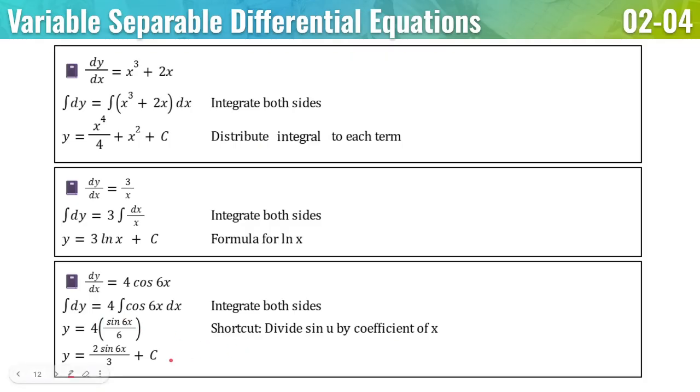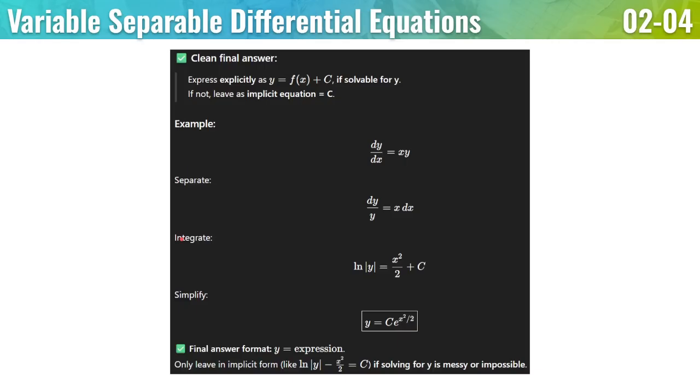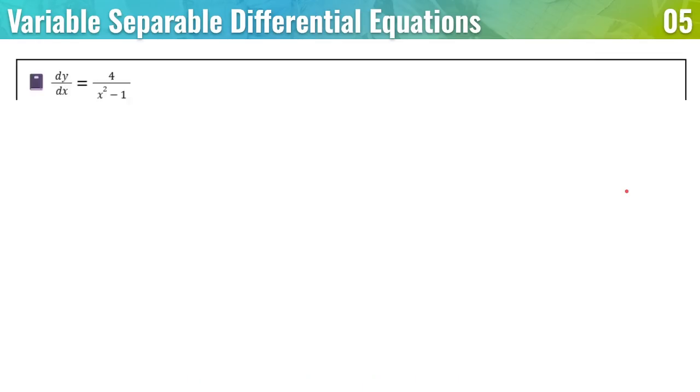Now you may have noticed that we all equated it to y in this slide. So in expressing our final answer for variable separable, we usually express it explicitly as y is equal to f(x) plus c. So only leave it in implicit form if solving for y is messy or impossible. So for example, if it's inside ln y, or if the directions specify otherwise. So next, let's have a harder example.